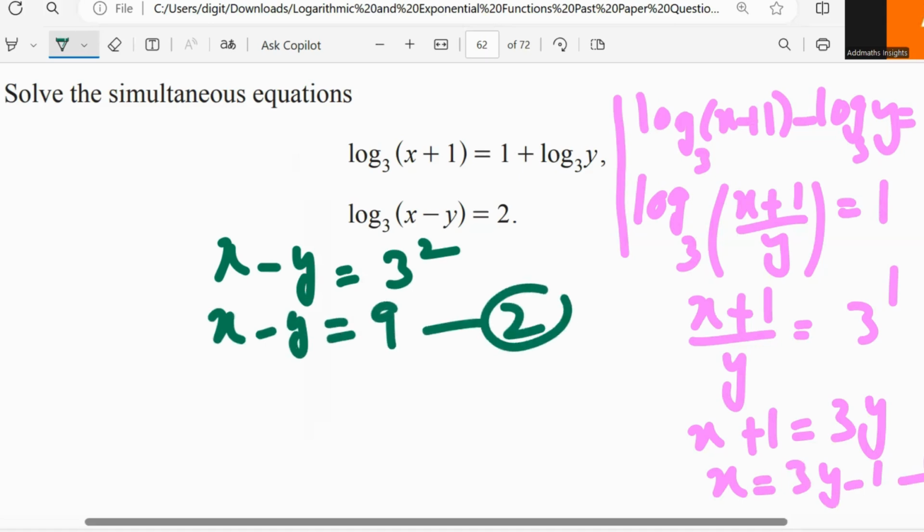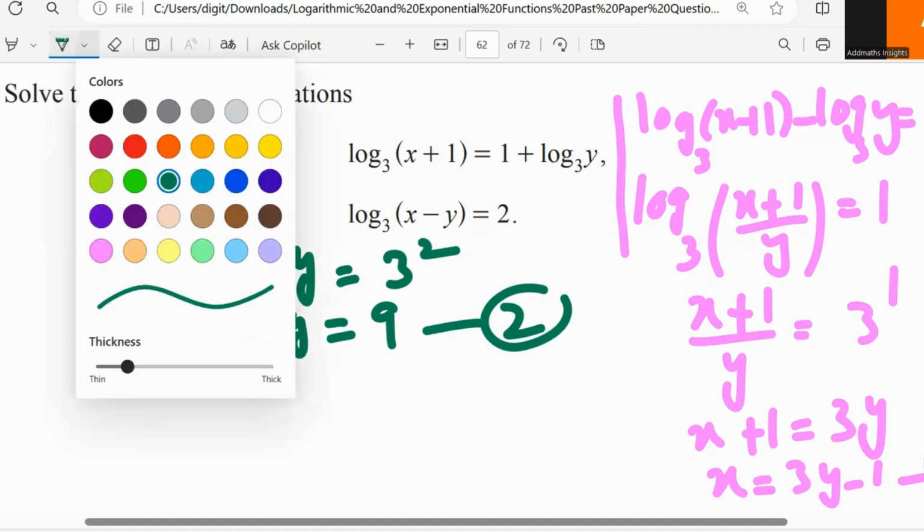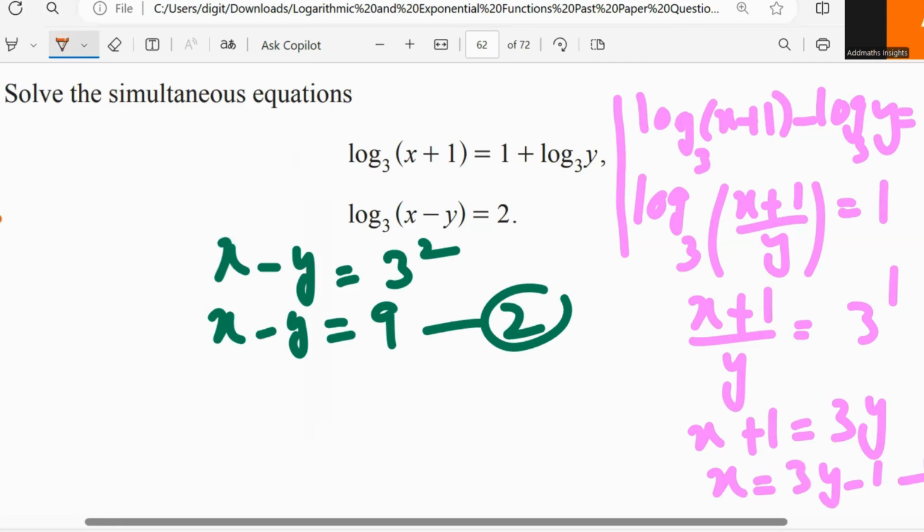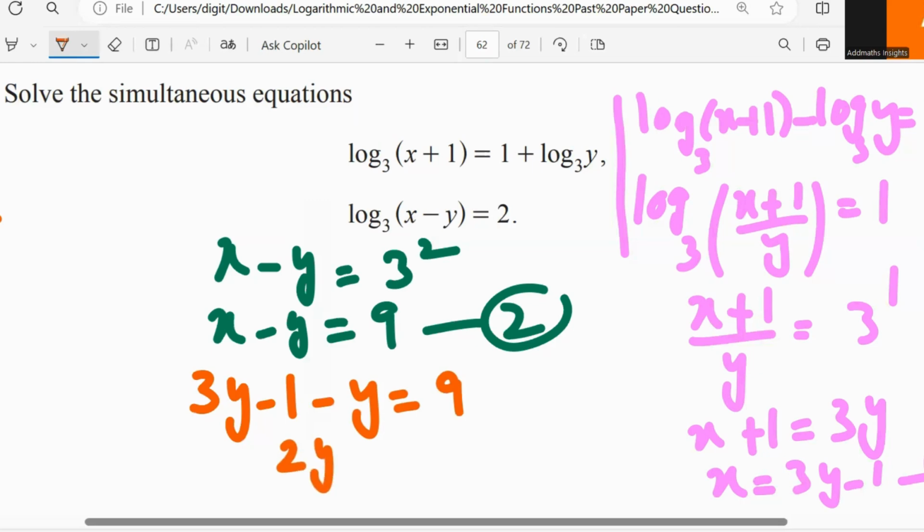So now you have two linear simultaneous equations. You substitute this value of x from 1 to 2. So here we do this. You can write 3y minus 1 minus y is 9. So 3y minus y is 2y and 9 plus 1 is 10. So 2y is 10 and y is 5, and you can find the value of x.